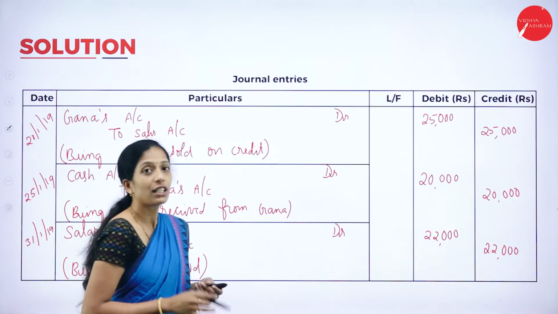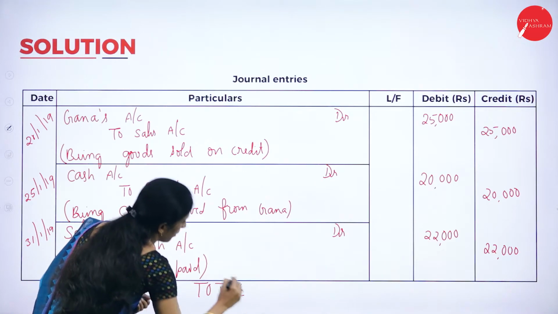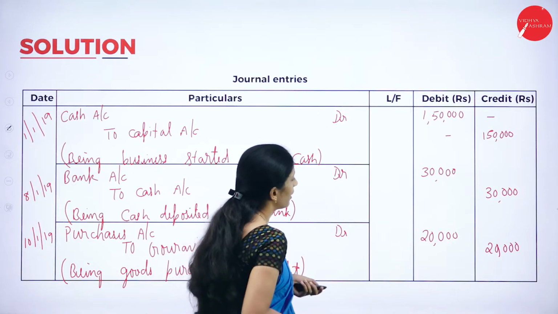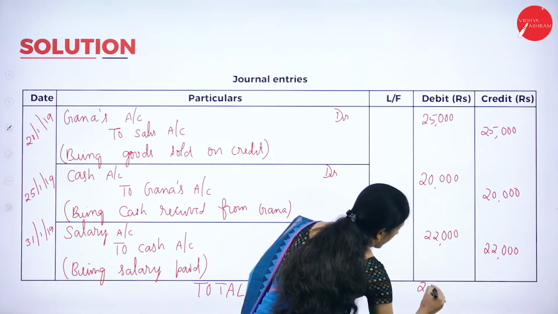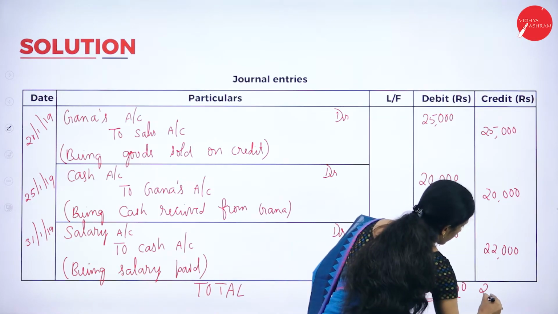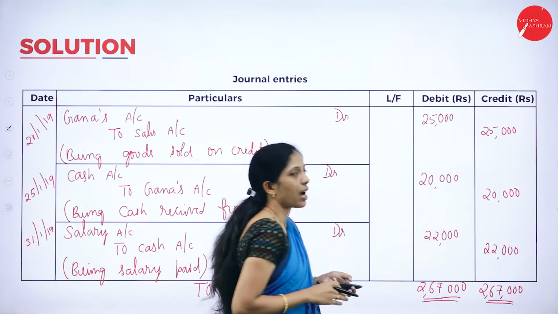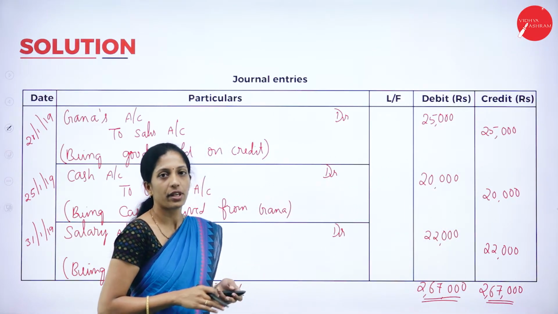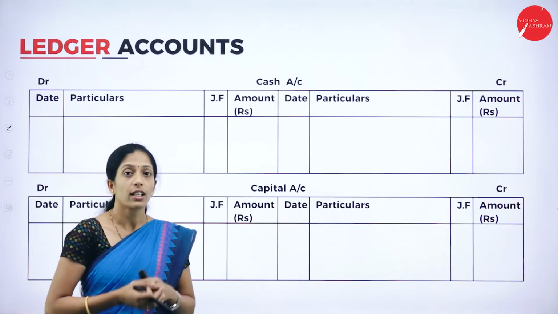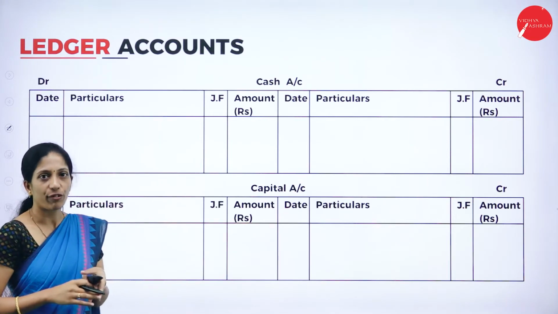Next, as usual, you have to total. So how much total amount you will get on both the debit and credit side? If you total all these, you will get 2,67,000 in the debit side and 2,67,000 in the credit column. So this is how you are going to record the journal entries, and already we have seen about it. Now we have to start recording those journal entries into ledger accounts. So this will be the format of the ledger account.